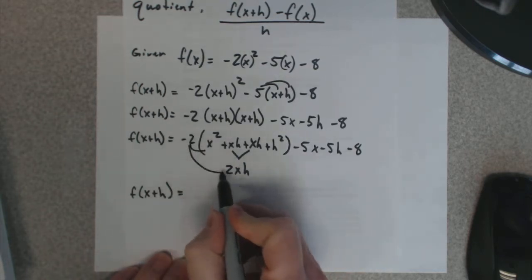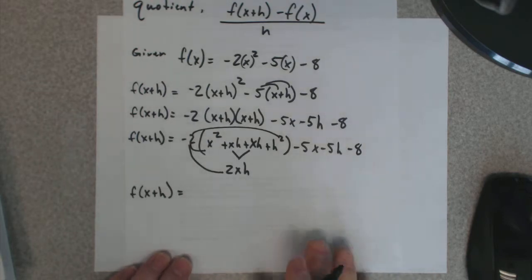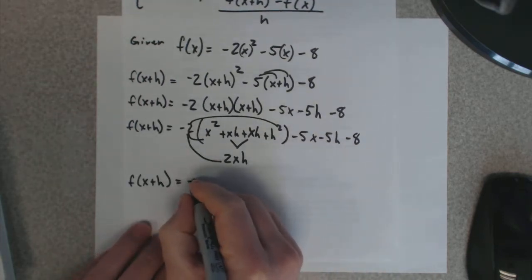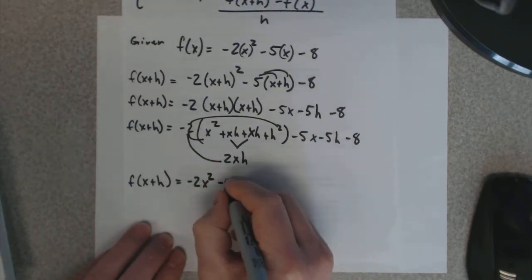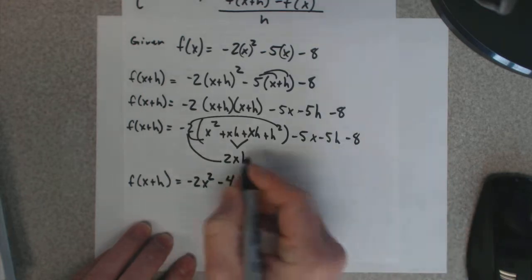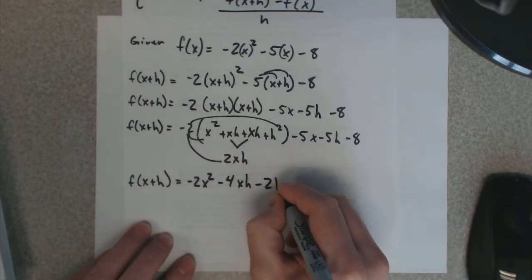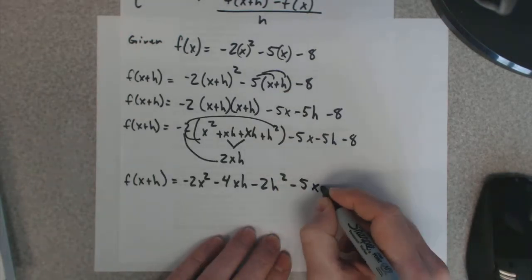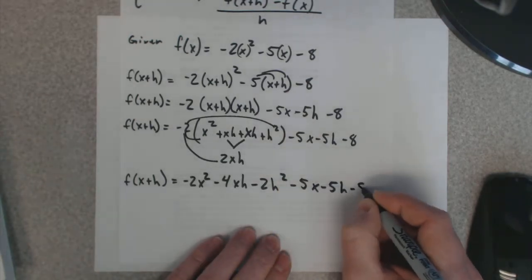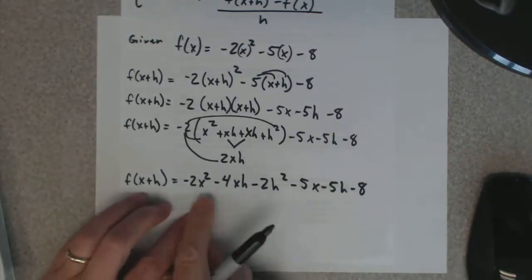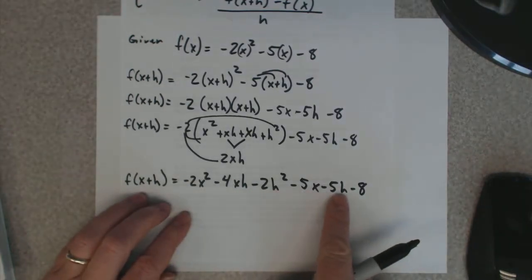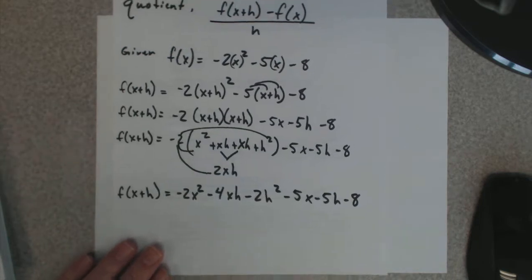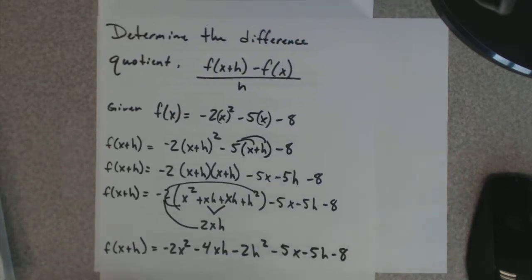Everything gets hit by negative 2. Multiply everything there by negative 2. So negative 2x squared minus 4xh minus 2h squared. And then the rest of this. And I don't see any like terms. They're all different terms.